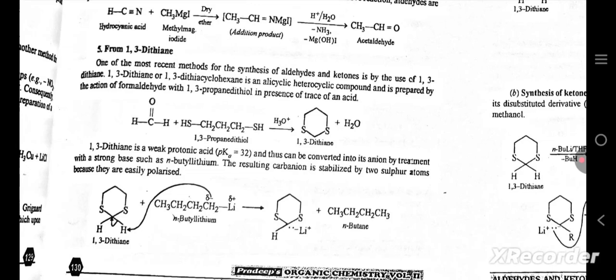1,3-dithiane is a weak protonic acid and thus can be converted into its anion by treatment with a strong base such as n-butyl lithium. The resulting carbanion is stabilized by two sulfur atoms because they are easily polarized.